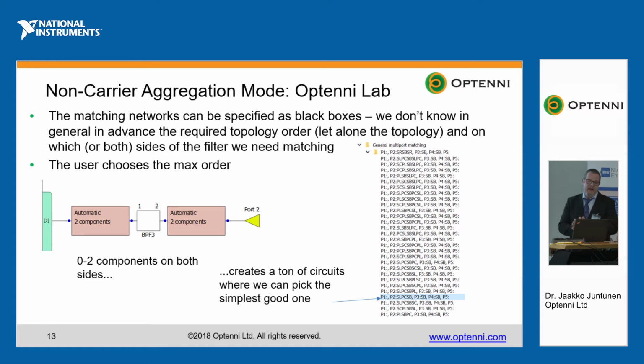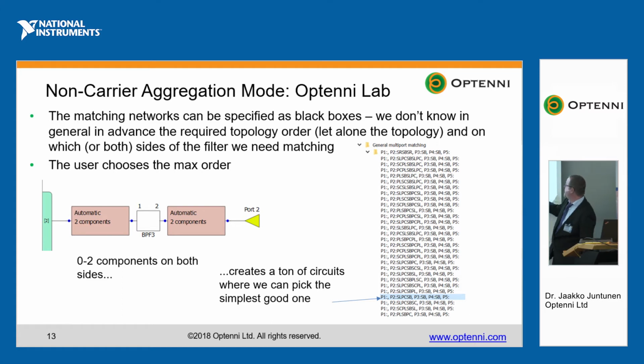The beauty here is that we don't have to assume too much in advance what kind of matching circuit potentially works. We can insert black boxes, or synthesis blocks as we call them. So we have the second node here, the second throw branch of the switch. And then we say, okay, 0 to 2 components on each side of the filter, and we click OK. Then we get lots of topologies. It has turned out that in such applications, many times the performance metrics are about the same for quite many in the list.